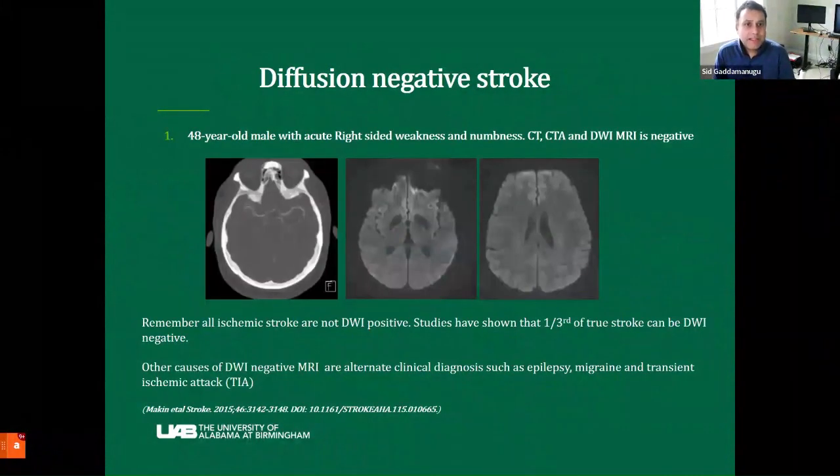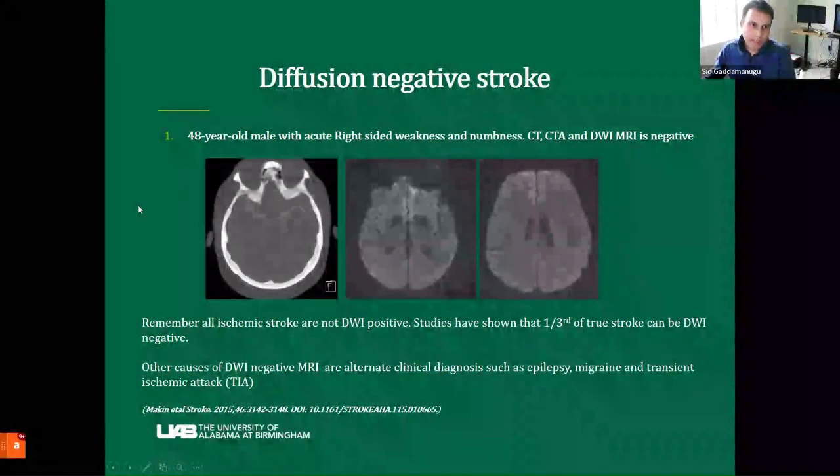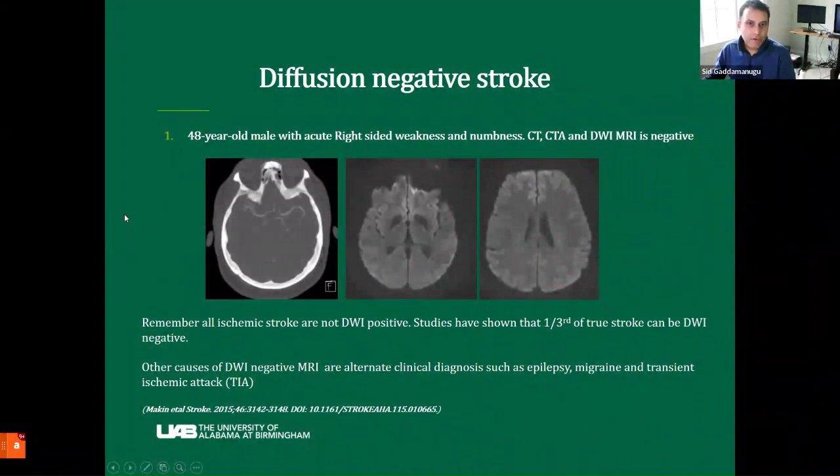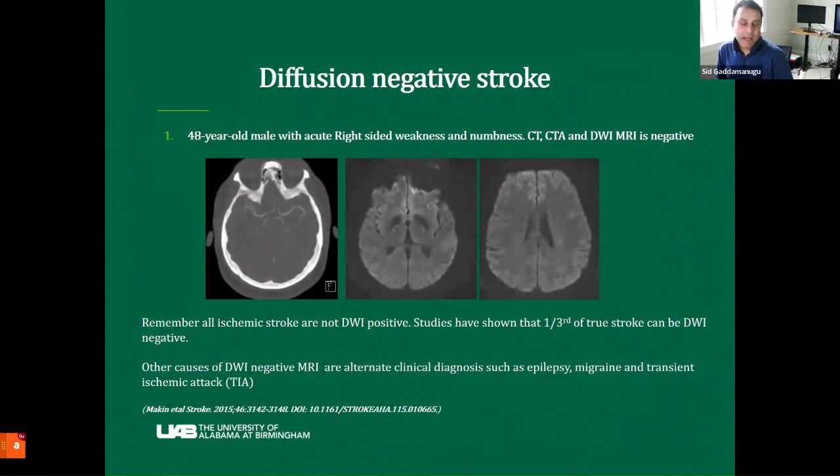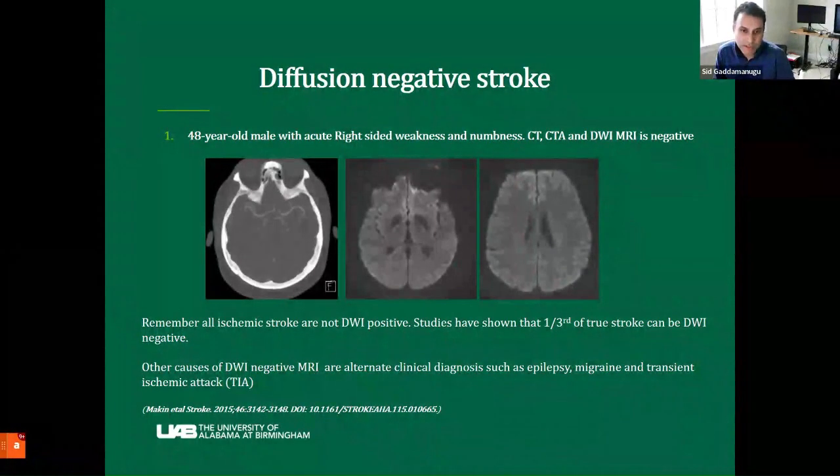You do have to remember that not all cases are positive on diffusion. There are many cases which can be negative on diffusion. And what is the reason? This is an example of a 48-year-old male who had right side weakness and numbness. CT angiography is normal, diffusion is normal, everything was normal. So one common reason why the diffusion is negative is TIA. The definition of transient ischemic attack is symptoms which resolve within 24 hours.